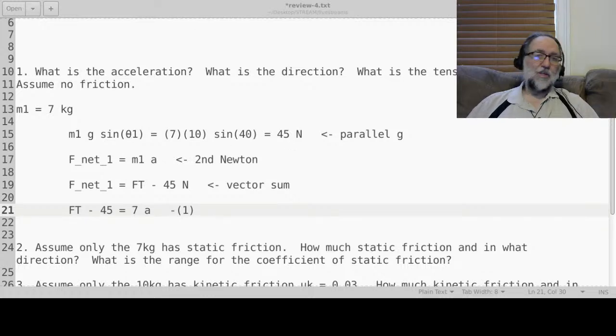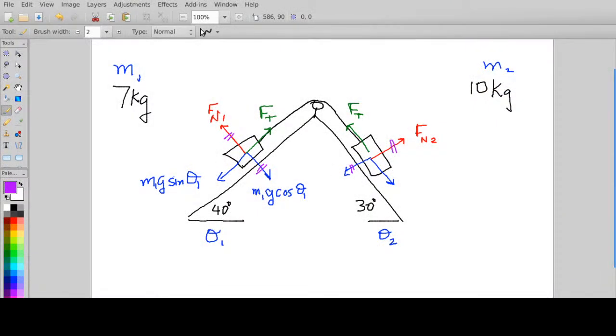Why did we do this? Actually, maybe I should go back to the diagram right now. Why did we do this? If we take a look at the diagram, we now know that this is equal to 45 newtons. So we've got that one. We don't need these two because, like I said, they cancel. We don't need them for question number one.